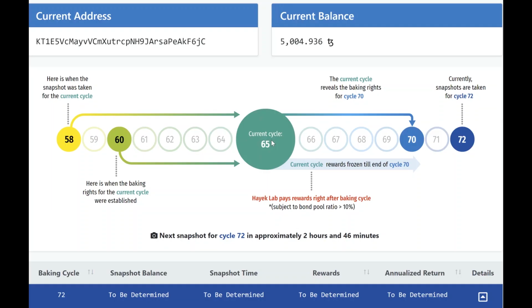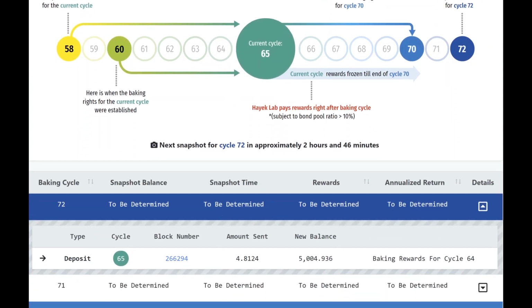This particular delegator was chosen for this presentation because it contains a lot of activities happening in many cycles. Let's click on the drop-down type table for cycle 72.